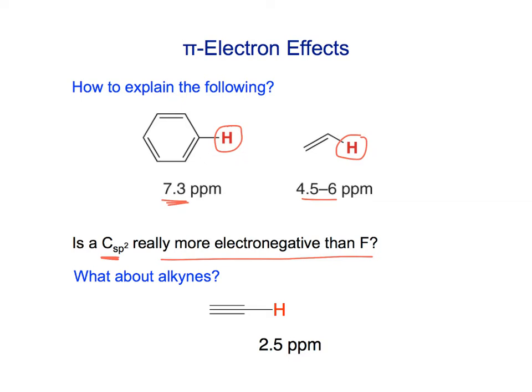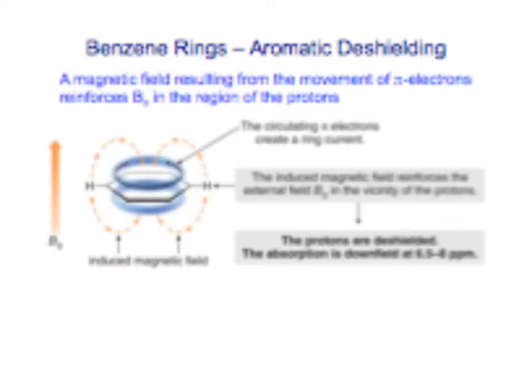No, it can't, right? And if that was in fact true, then if we go to an sp hybridized carbon, it should shift even further downfield. And that's not what happens. So protons on alkynes are only at about 2.5 parts per million. So there's something else going on, and this something else has to do with the pi electrons in these systems.